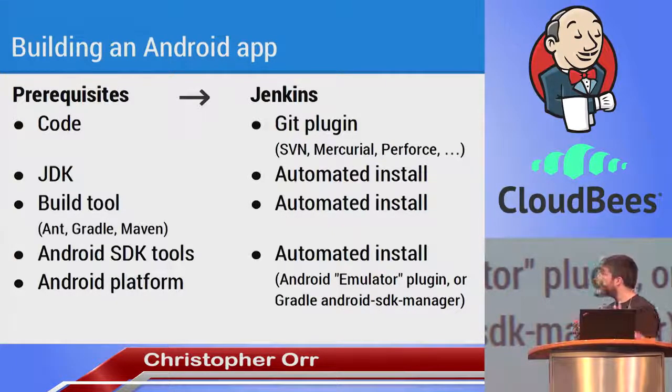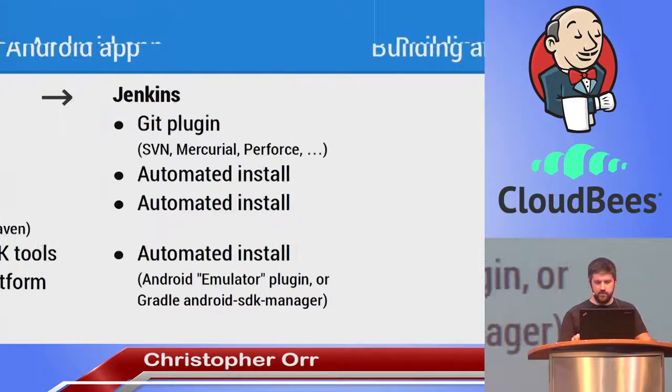But also, on the Android side of things, we have this Android emulator plugin, which has a slightly misleading name. It actually automates a lot of different stuff relating to Android. It will automatically download the Android SDK, the Android tools, and the particular version of Android you want to compile against. If you use Gradle, there's now a nice Gradle plugin called Android SDK Manager, which can also help you with this. So those are the prerequisites.